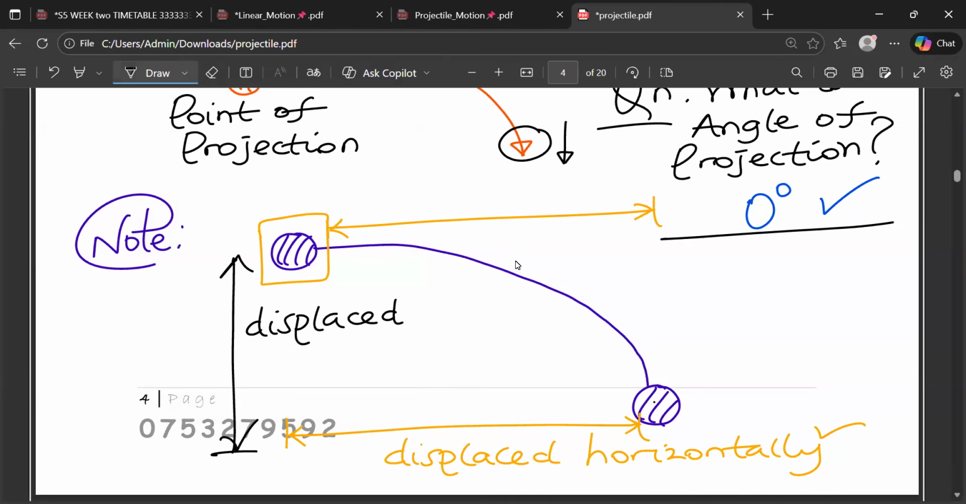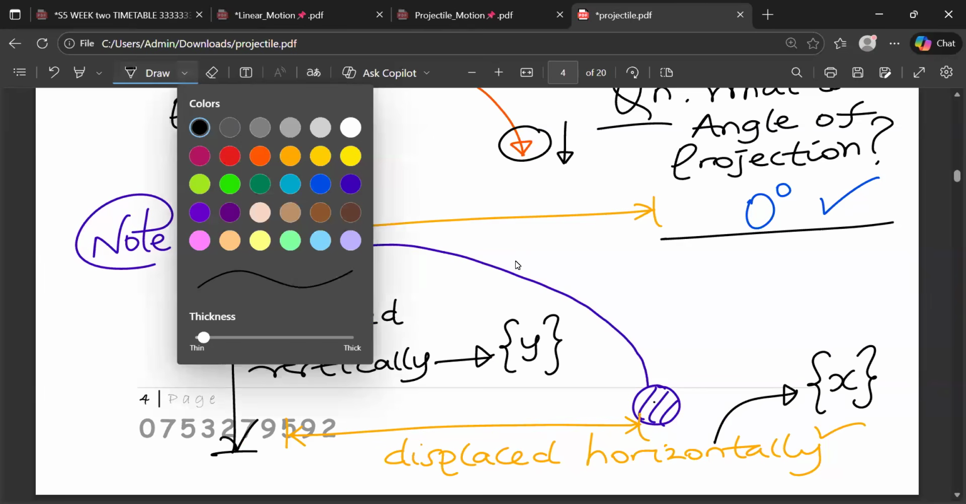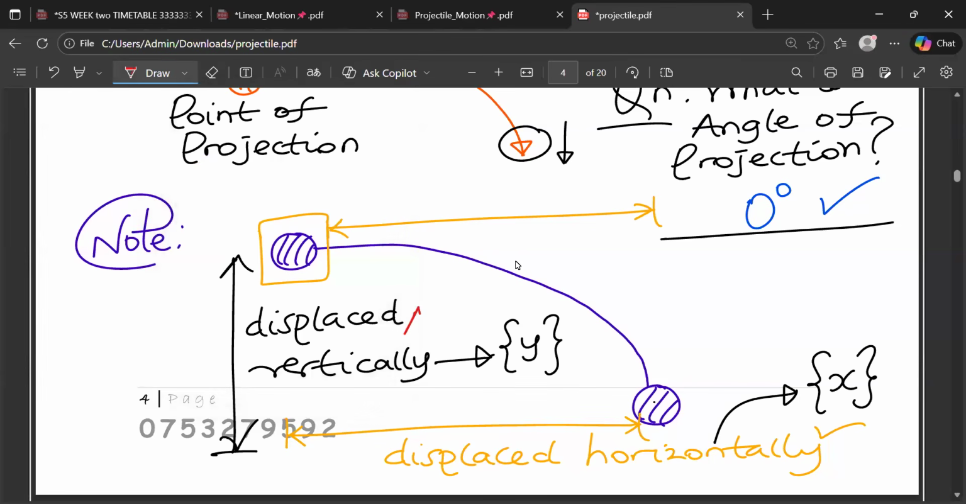Displaced vertically. And you all know it has been displaced vertically. It's like we have displaced it through the what? The y-axis. Then displacing it horizontally, it's like we have displaced it through the what? The x-axis. Yes. So I can just put your things in red so that you don't forget.